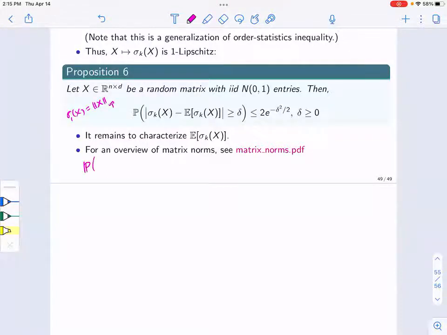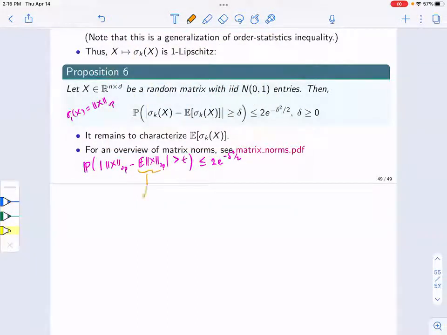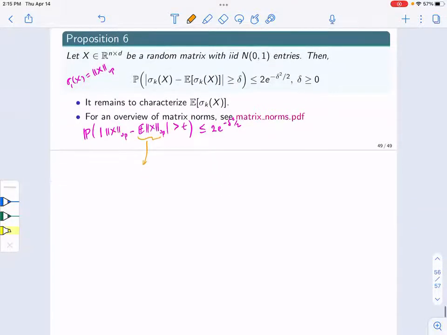So the probability that the operator norm of X minus its expectation is bigger than t is less than or equal to 2 e to the negative t squared over 2. And there are techniques for bounding this expectation; we'll see a more general result bounding something like this for Gaussian matrices.